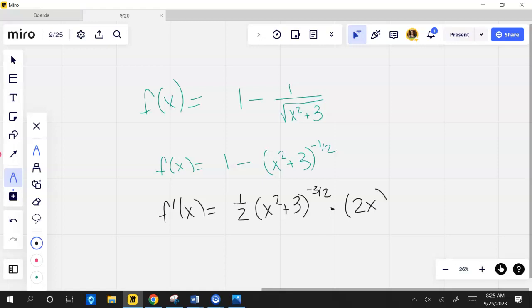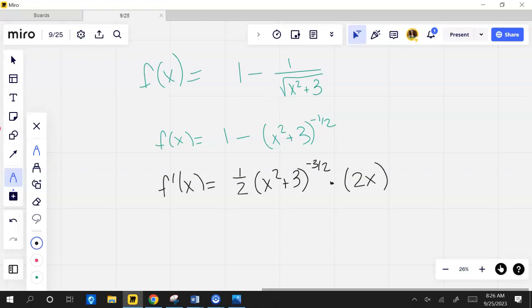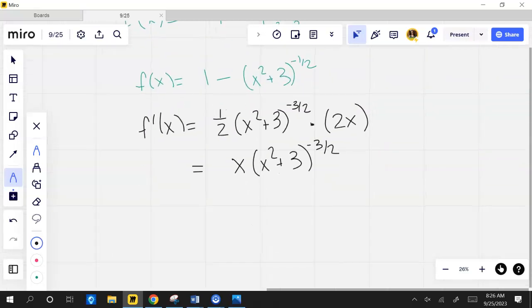You're always multiplying by the chain. What would be 1? Yep. Outside in. Always outside in. Yep, I would leave it just like that. I mean, if you wanted to rewrite it, you could write it as x over the square root of x squared plus 3 cubed. But either way is fine.